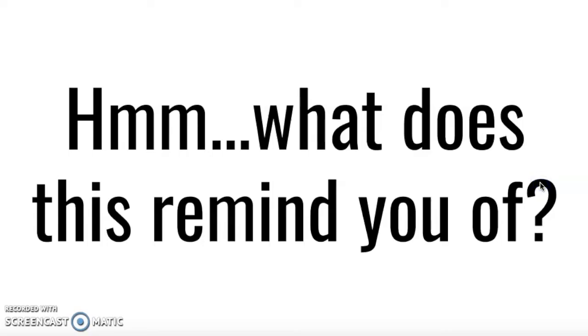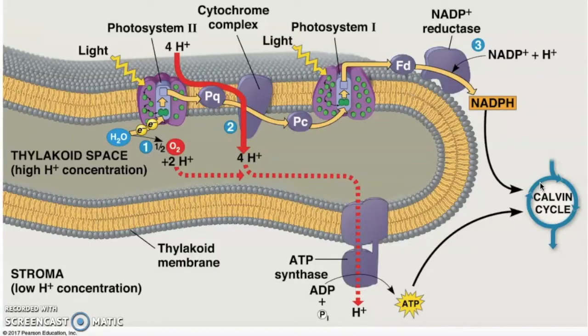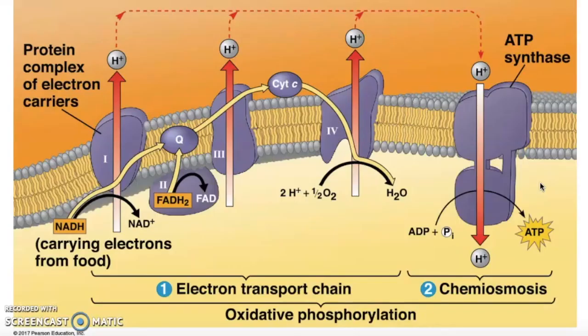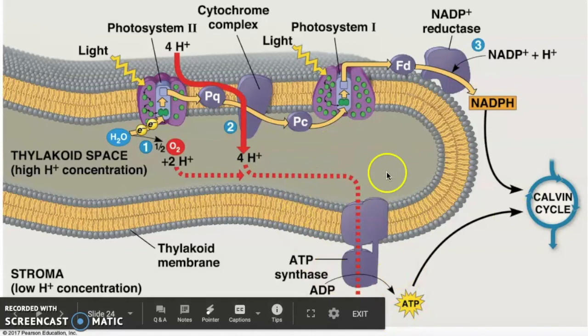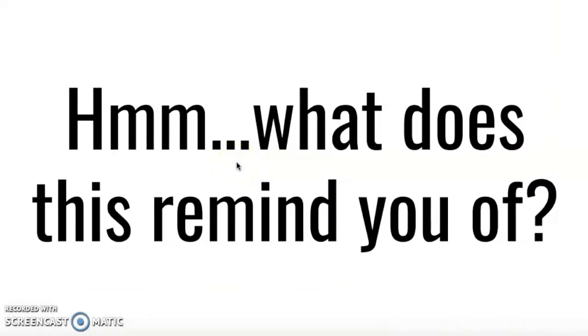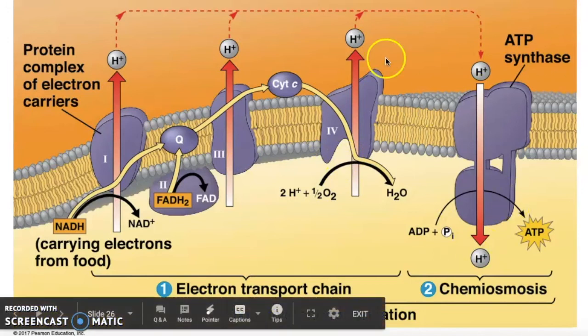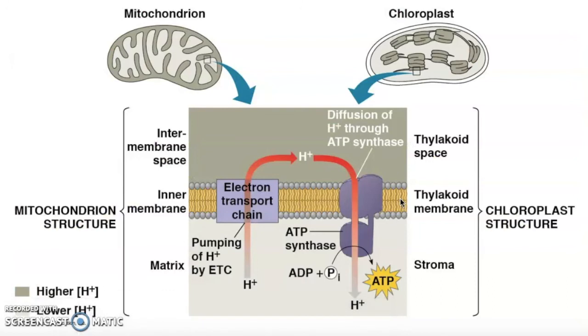So if you look at this picture from before, it kind of reminds you of oxidative phosphorylation in cellular respiration. As you can see, both of these processes have ATP synthase. They both have electron transport chains. So I'll go back to this one, right? Here's your ATP synthase, here's electron transport chain. They're both occurring across the membrane.